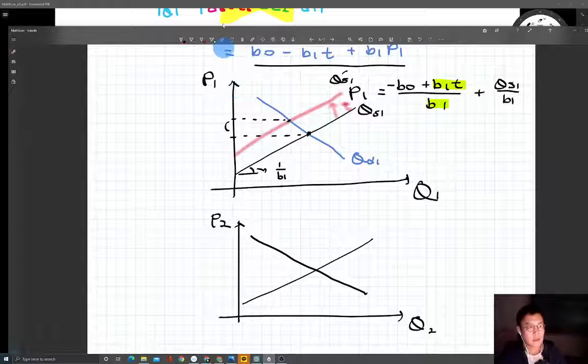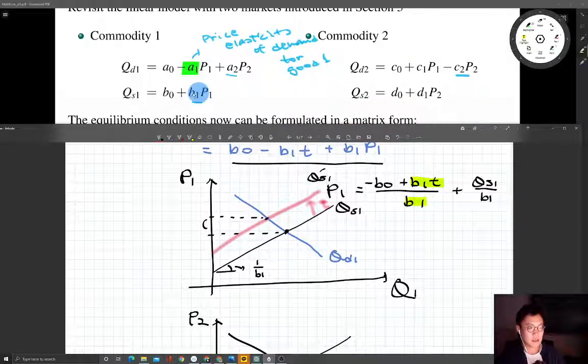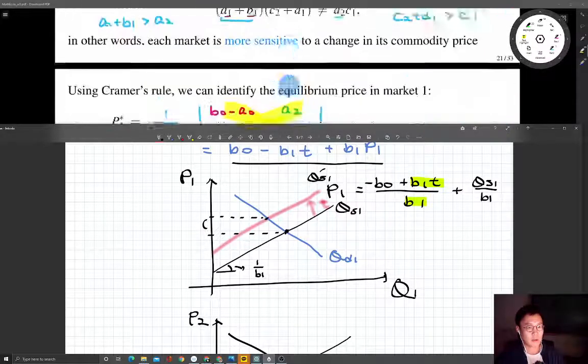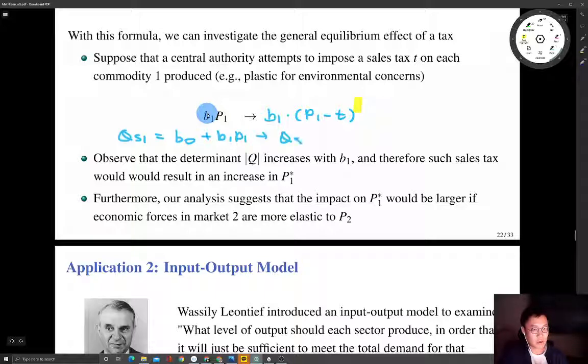But okay, in principle, the only thing that changes after tax is the b0. So let me go back to the slide. If the central authority imposes a tax, then b1 times P1 becomes b1 times (P1 minus t). So in the end, the supply curve of good one, originally given by this one, changes to b0 minus b1t plus b1 times P1.